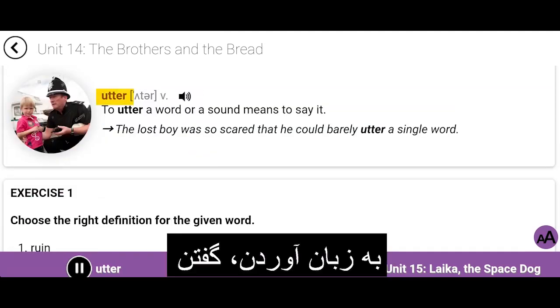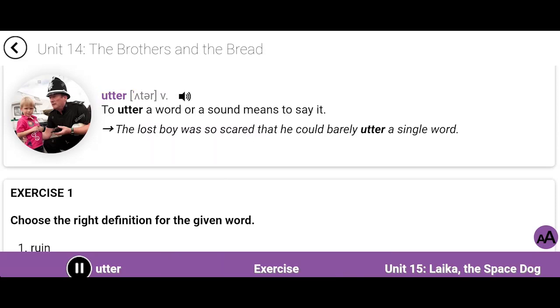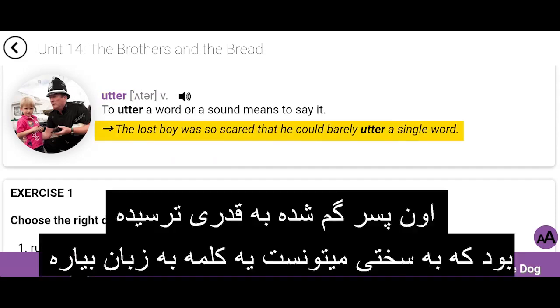Utter. To utter a word or a sound means to say it. The lost boy was so scared that he could barely utter a single word.